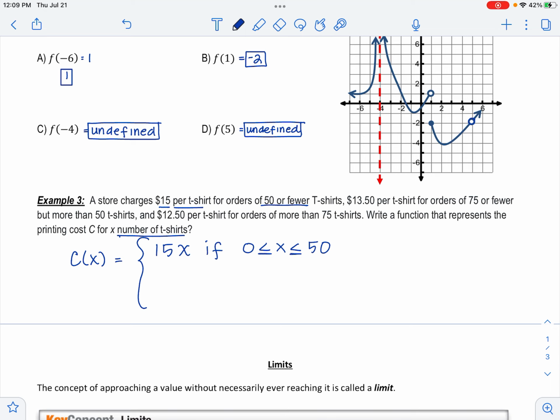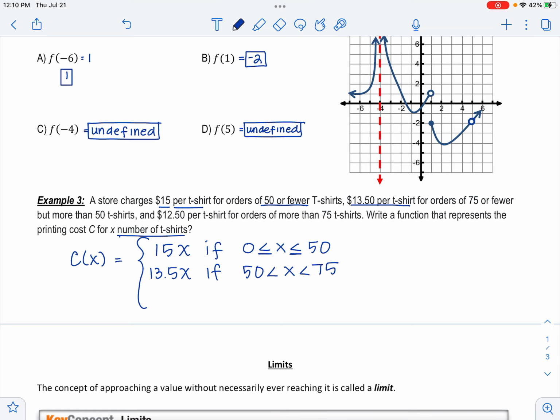All right, my next sentence is $13.50 per t-shirt. So that's 13.5x, or you can do 13.50x, same thing. If, and it says for orders 75 or fewer, but more than 50. So this is in between 50 and 75. So now I'm going to write in between 50 and 75. That says less than 75, but greater than 50, right? And now once again, I have to decide if I'm putting greater than or equal to, less than or equal to, or less than.